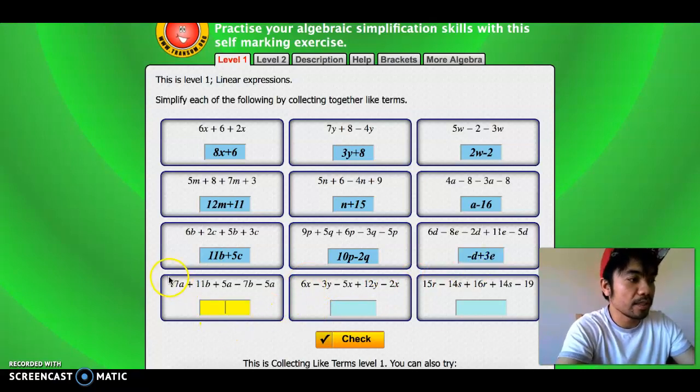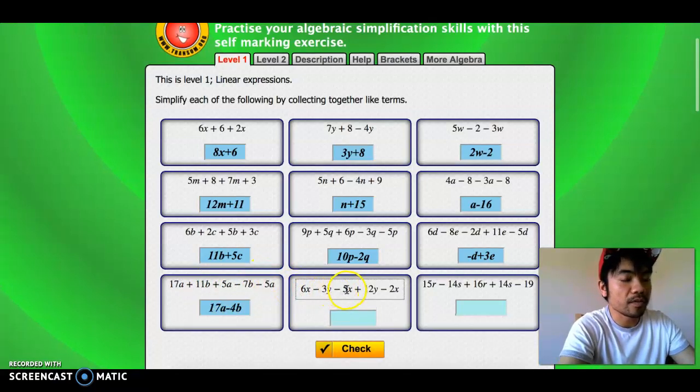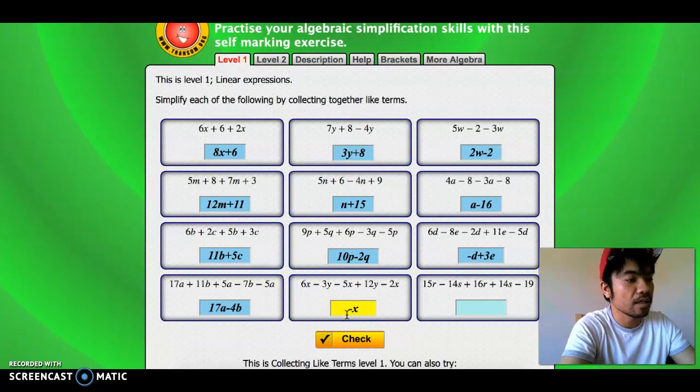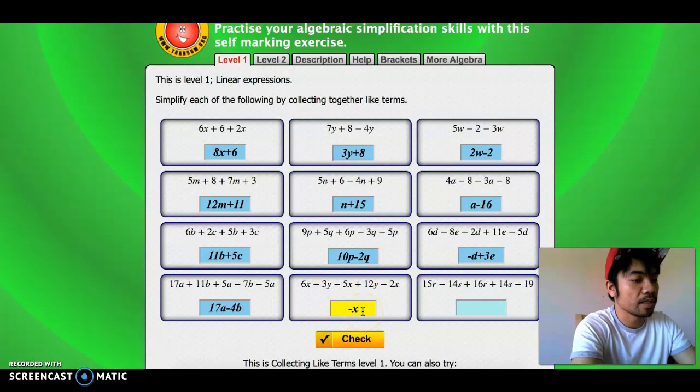Okay, 17a plus 5a, and then you minus 5a again. So I'm pretty sure it's just 17a by itself. And then 11b minus 7b is 4b. Now this one, 6x minus 5x is 1x, minus 2x will be negative x. And then negative 3y plus 12y is positive 9y.